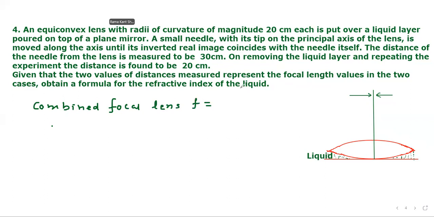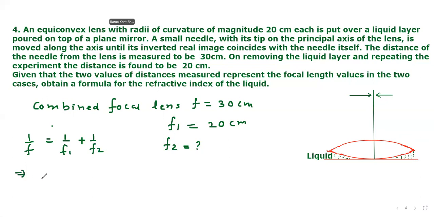F is given as 30 centimeter, and focal length of equiconvex lens only, suppose it is F1, so it is 20 centimeter. Now, focal length of water lens is to be found. So it is F2. We apply the formula 1 upon F equal to 1 upon F1 plus 1 upon F2, which gives 1 upon F2 equal to 1 upon F minus 1 upon F1.